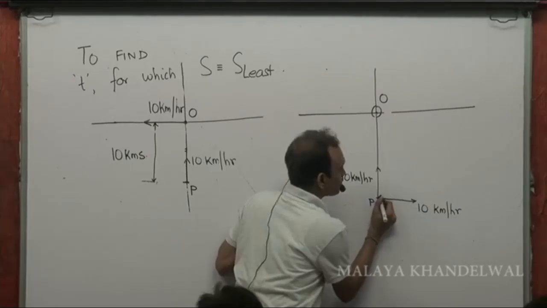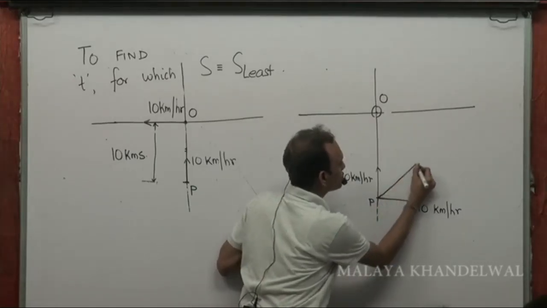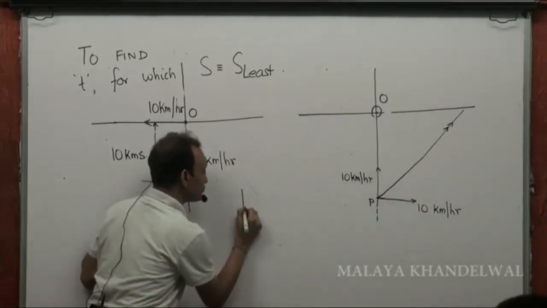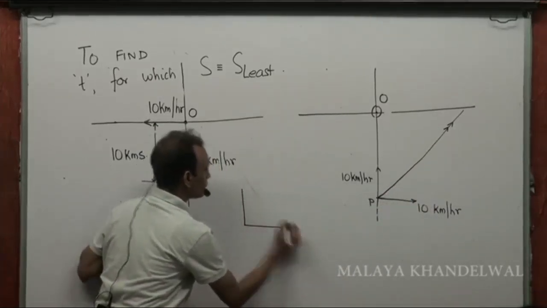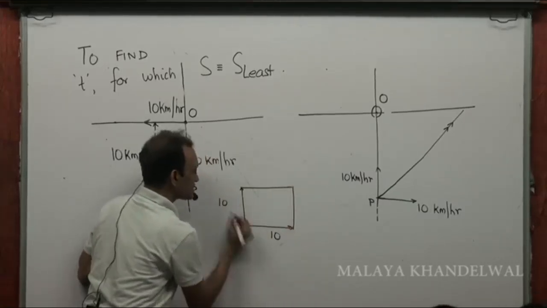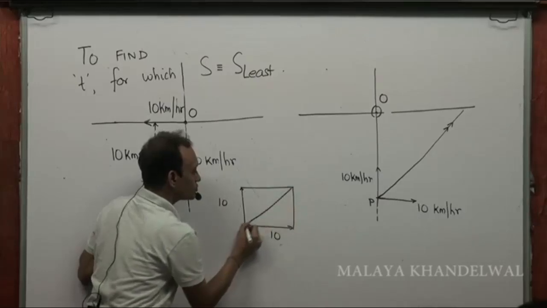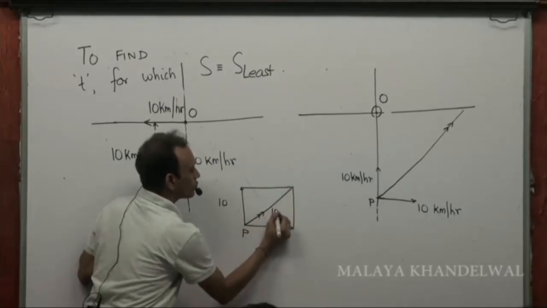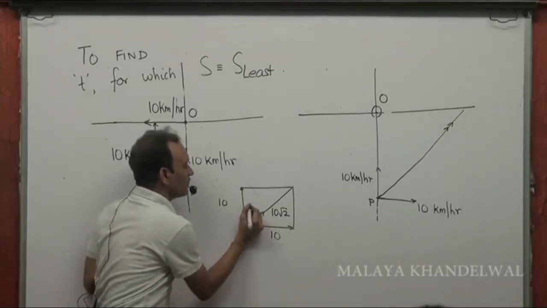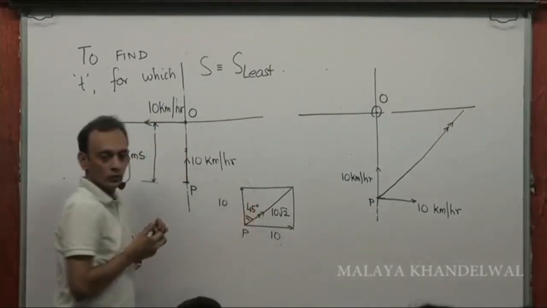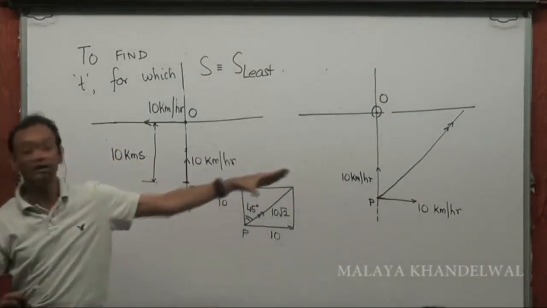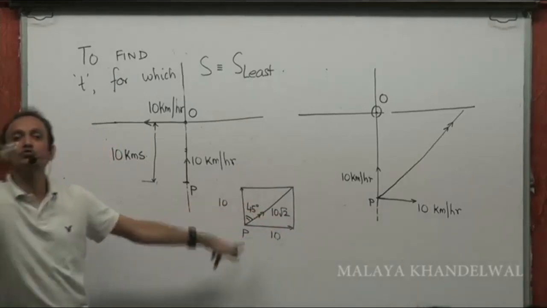So, velocity of P then would be like this. P would therefore move in this direction. And the velocity of P as seen by O, this is 10, this is 10, this is going to be 10 root 2. 10 root 2 kilometers per hour would be the velocity of P, and this angle would be 45 degrees as you can see. So P would now, as seen by O, move with the velocity of 10 root 2 kilometers per hour, making an angle 45 degrees as shown. How about it?